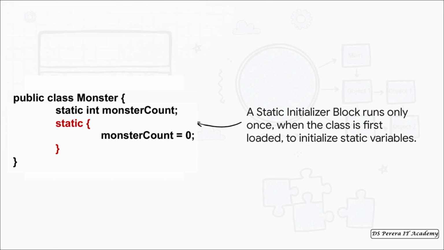And just like the IIB, we also have a static initializer block. You can tell it apart by the static keyword right before the curly braces. This block has one specific job, to initialize the static variables of a class. And the most important thing to remember here is that it runs only once, the very first time the class is loaded into memory by the JVM, and never again.